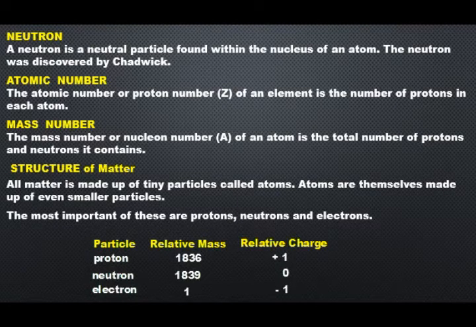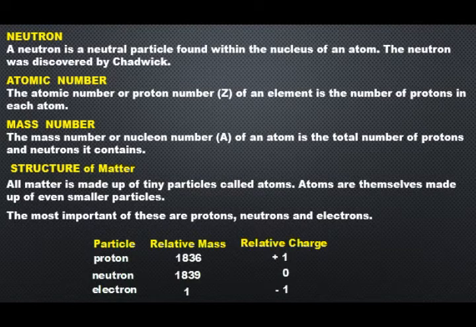Structure of matter. All matter is made up of tiny particles called atoms. Atoms are themselves made up of even smaller particles. The most important of these are protons, neutrons, and electrons. The relative mass of the proton, if we compare it to the mass of an electron, is 1836, and the charge is +1.